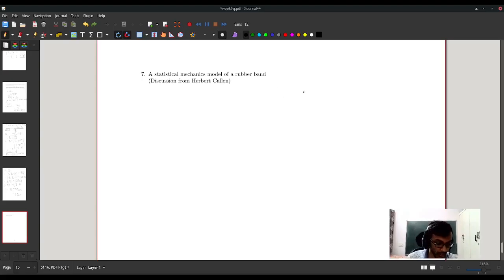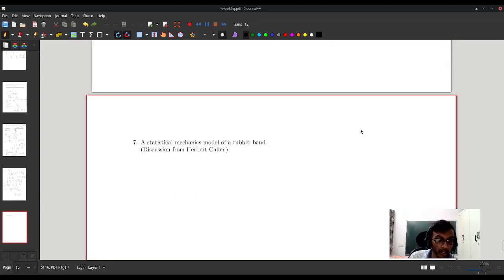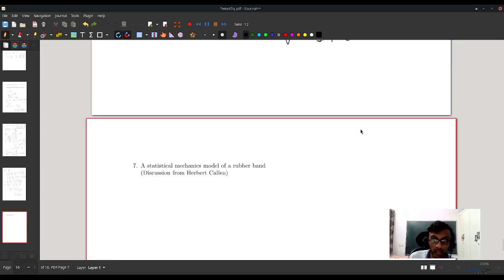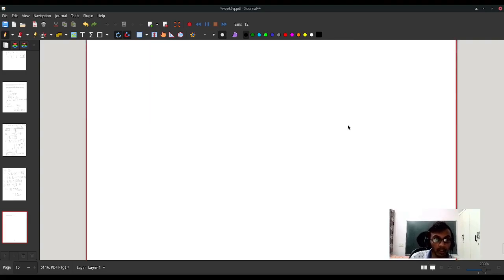Since we have done some problems using the microcanonical ensemble formalism, let's try to understand the physics of a rubber band and how to model it, and try to see if we can extract some physical information, some physics of the rubber band that we see in our day-to-day lives.